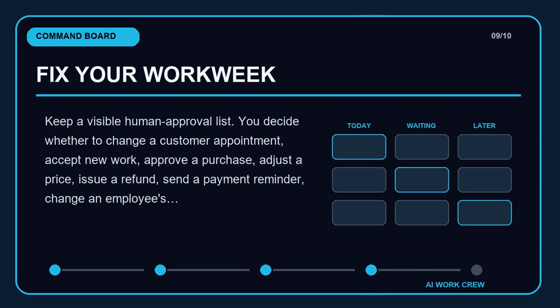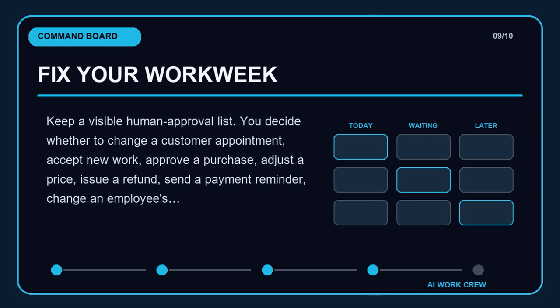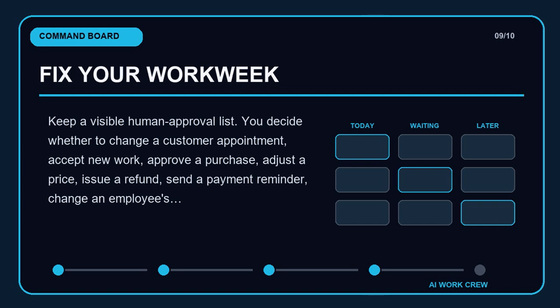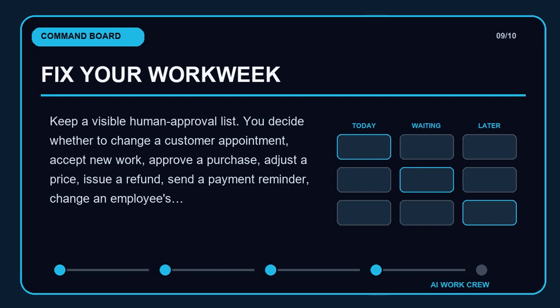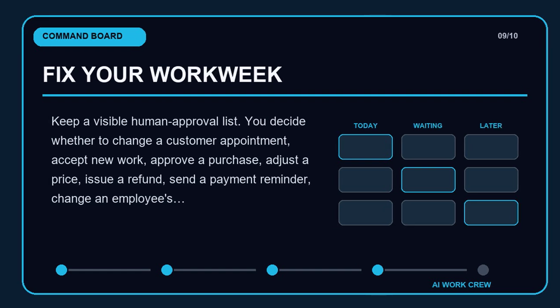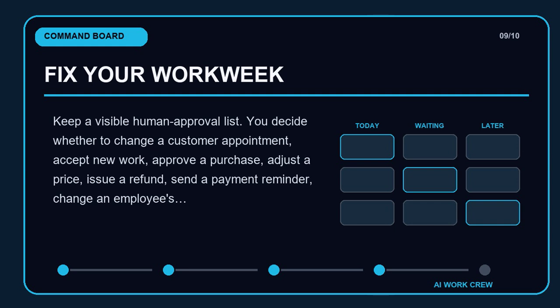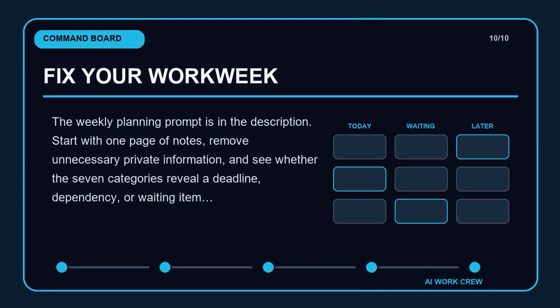You decide whether to change a customer appointment, accept new work, approve a purchase, adjust a price, issue a refund, send a payment reminder, change an employee's assignment, or make any safety, licensing, or permit decision. AI can summarize the known facts and identify questions, but it does not understand every relationship, contract, job condition, or local requirement. If a recommendation changes money, schedule, scope, safety, or a promise, pause and make the decision yourself.